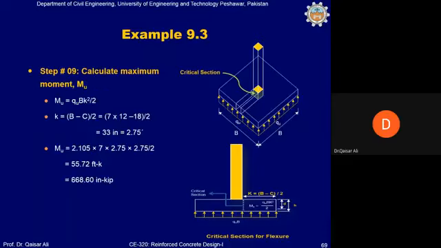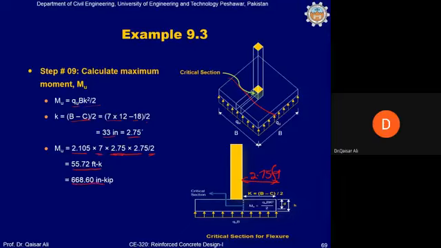And we will now calculate MU, which is QU B K square divided by 2, where K is B minus C divided by 2. Total B is 7 feet, 7 into 12 minus C, 18 inch, divided by 2 is 33 inch, which is 2.75 feet. So this is 2.75 feet. And then the dimension along the other side will be equal to B, this is 7 feet. So 2.105 into 7 into 2.75 square, K square divided by 2. This gives us a bending moment of 55.72 foot kip.